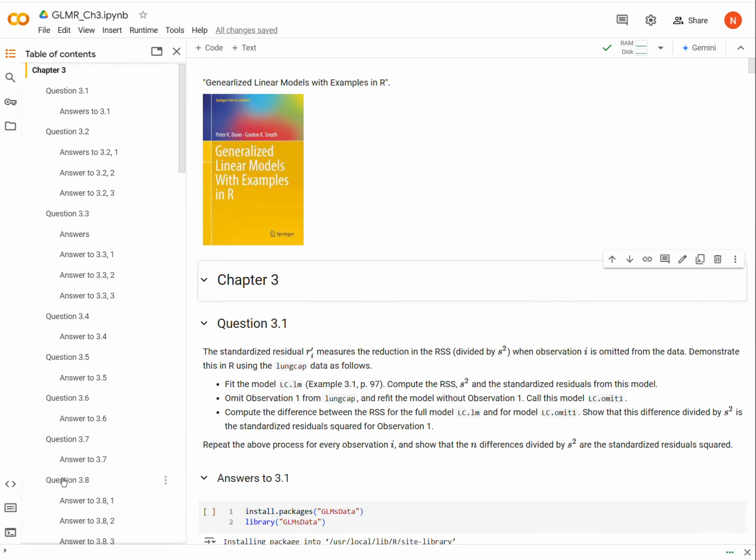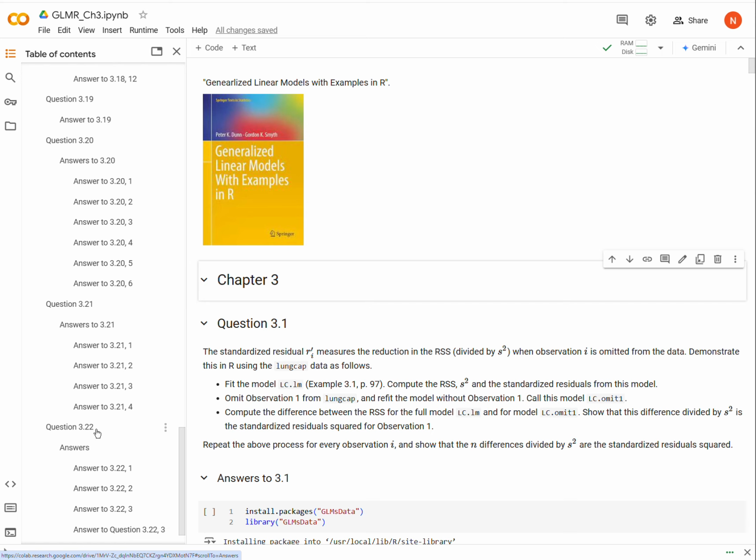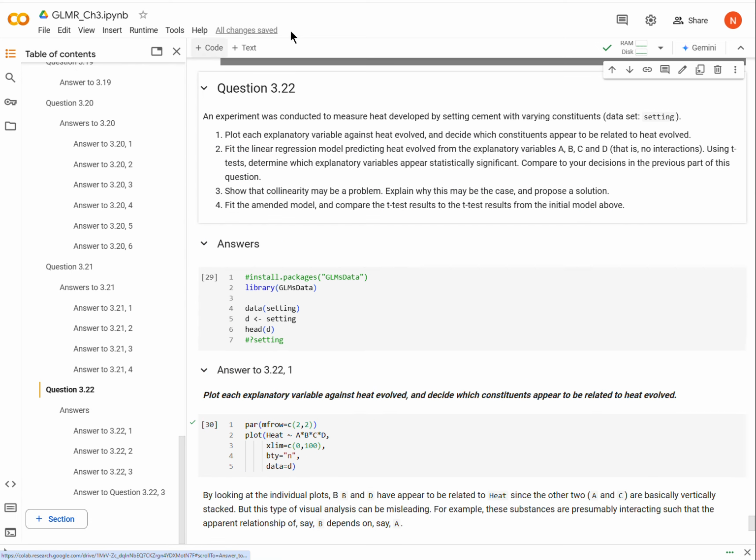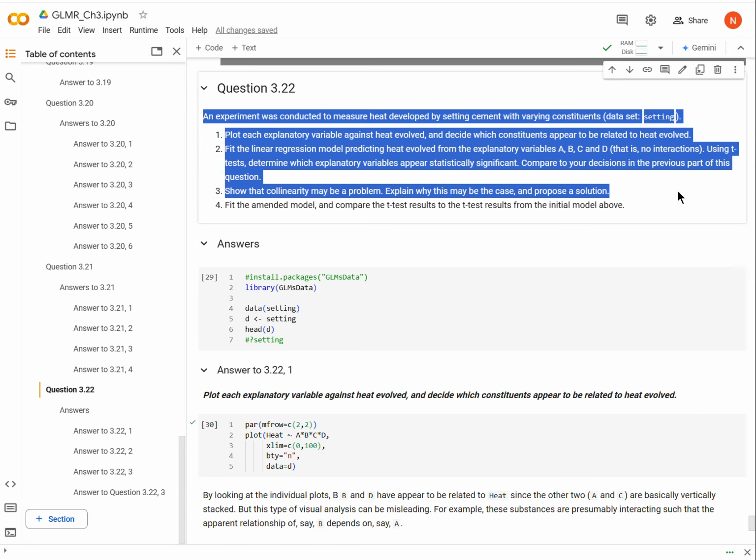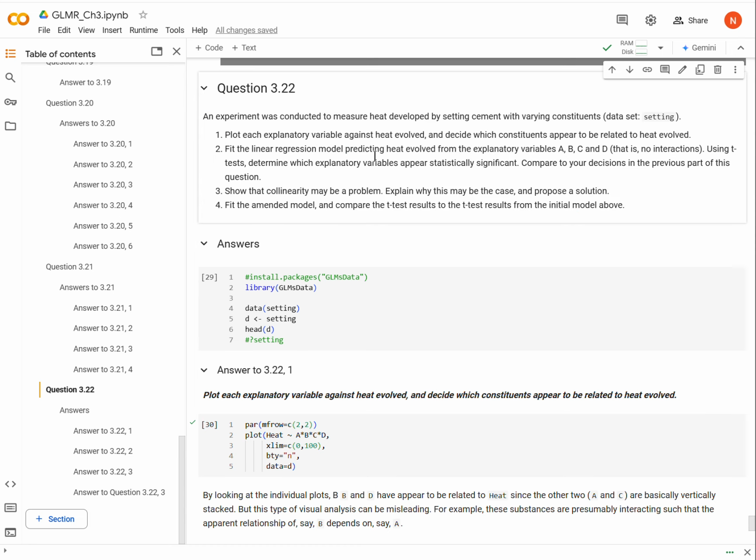Generalized Linear Models with Examples in R. And we are on question 3.22, so we're in chapter 3. Okay, so here's the question, and we won't read it all right here. We'll just come to each question in turn.